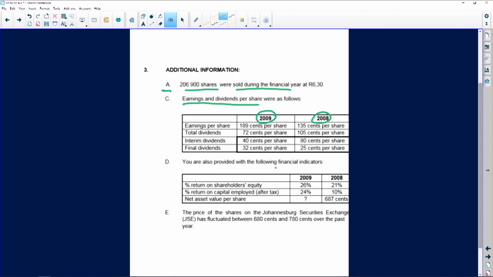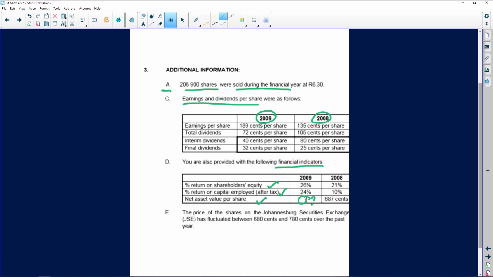Then I'm given certain financial indicators. I'm given return on shareholders' equity. I'm given percentage return on capital employed, as well as the net asset value per share. And I obviously notice that there's a question mark there, so that figure was not given to me.